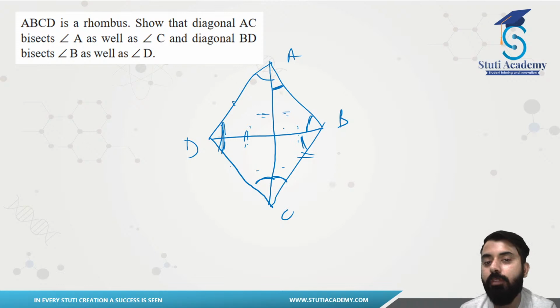This part is equal to that one, this side is common, both are 90. You can easily prove these two. Similarly, this 90, this 90, this side is equal to that one, this is common, equal. 90, 90, common, equal. So you get an idea how you're going to use congruency in order to prove this one.